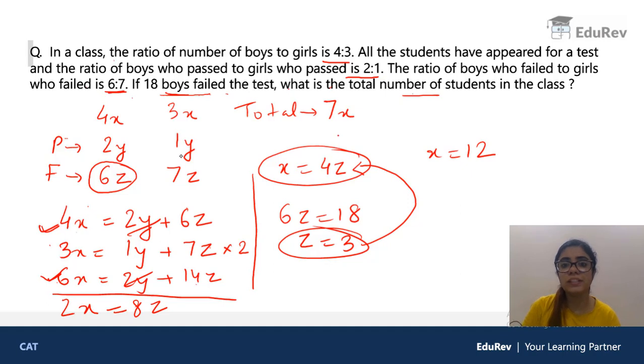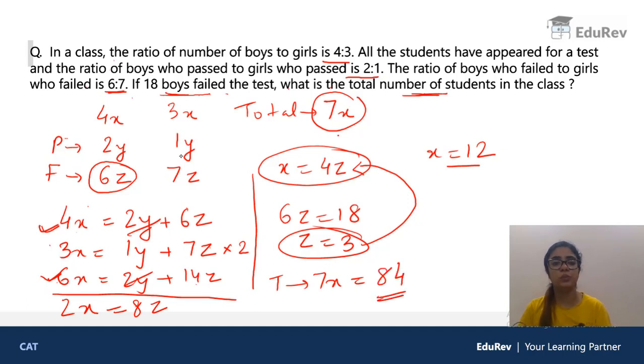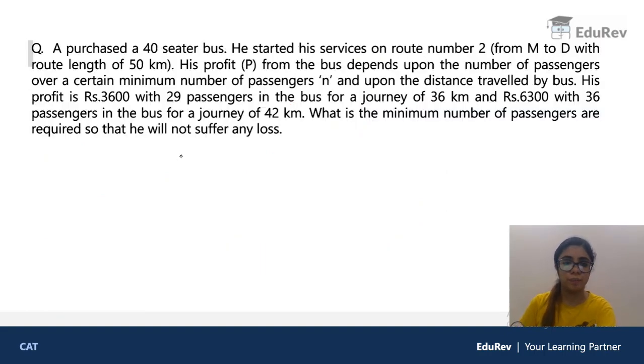They are asking you what is the total number of students in the class. We know the total students in the class were 7x. So if total is 7x, x is 12, so your value becomes 84. Okay, so there are 84 students in the class.